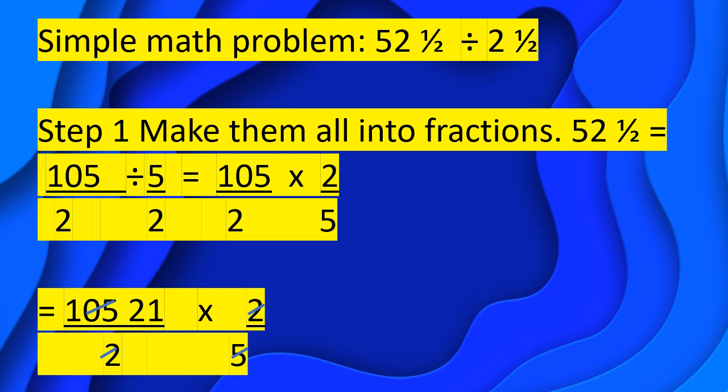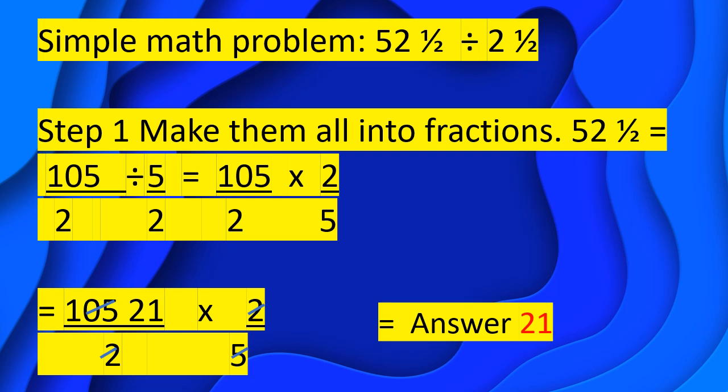We have a 2 on the top and a 2 on the bottom, so we can divide those both by 2, and they both become 1. We have a 5 on the bottom and 105 on the top, so we can divide both of those by 5. The 5 on the bottom becomes 1. The 105 on the top becomes 21. So our answer is going to be 21. In other words, the total number of trips for the people carrying the stuff to fill the container is going to be 21 trips. Now, one extra thing here.